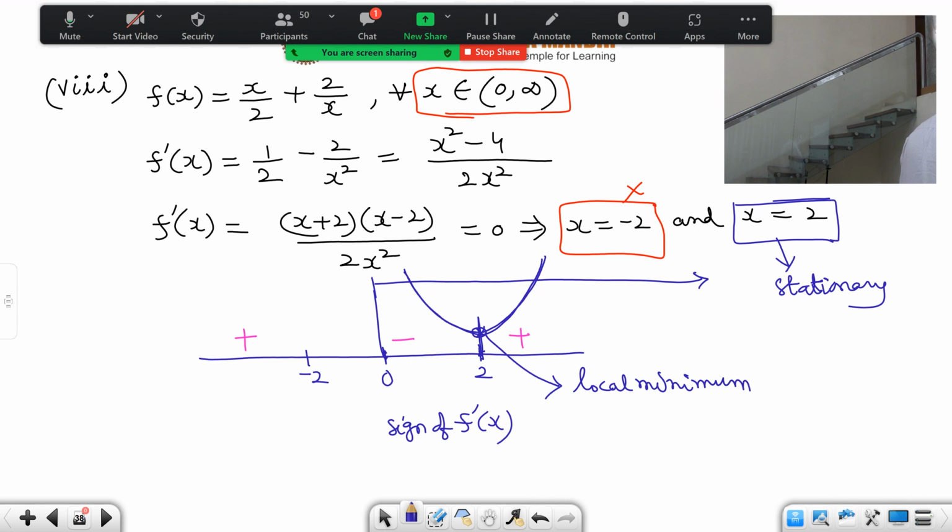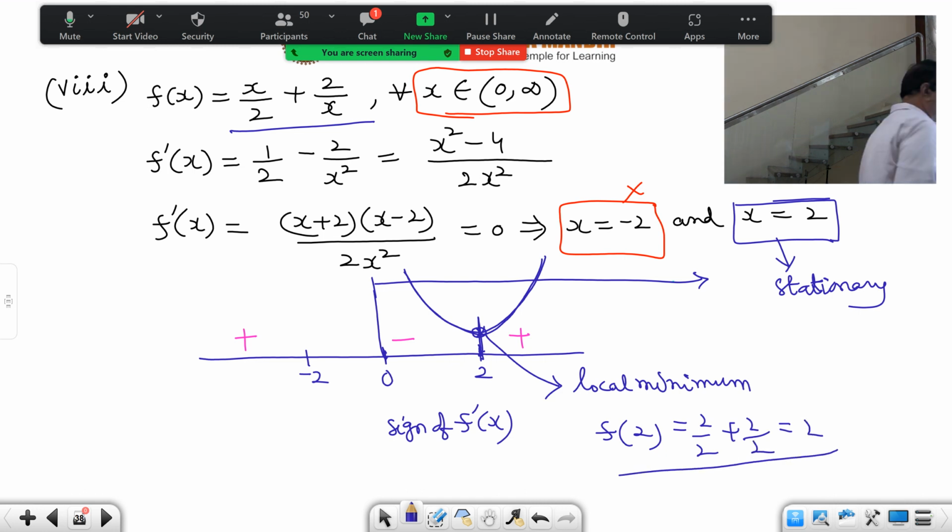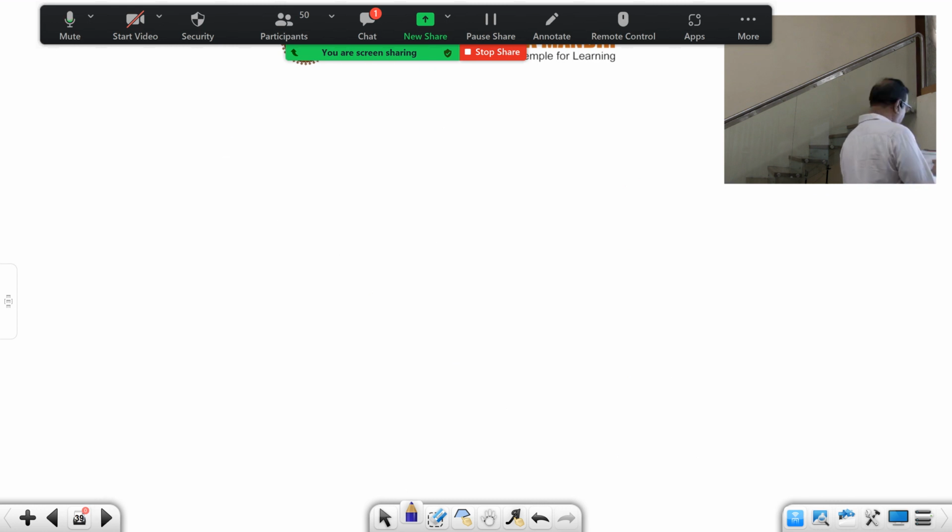And what is the local minimum value? You have to calculate f of 2 in the original function: 2 by 2 plus again 2 by 2, that is 1 plus 1, 2. So the final answer is, in the given domain, x is equal to 2 is the only point of local extremum and it is a point of local minimum. And the local minimum value is f of 2, that is 2. That's all. That is the final answer. So let us go to the next one.